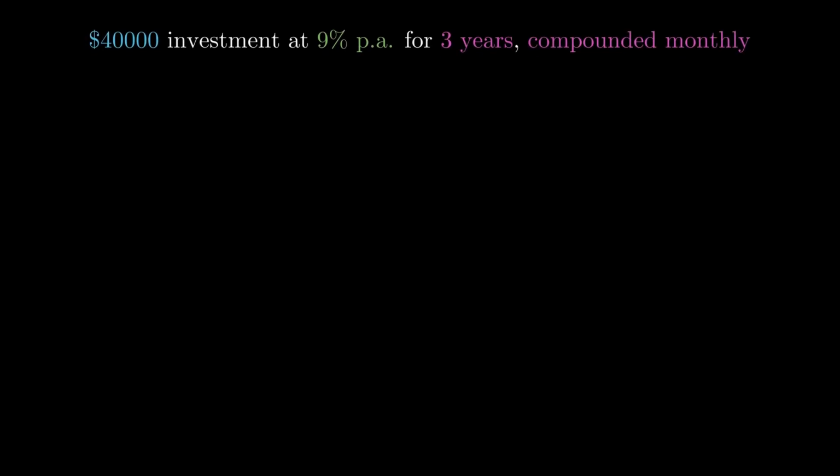So how does the compounding period change this? Well, we'll use the same $40,000 investment, but we'll dial the interest rate down to 9% and make it compound monthly. So this means that the money will grow and update every month instead of every year. So let's see what this looks like.